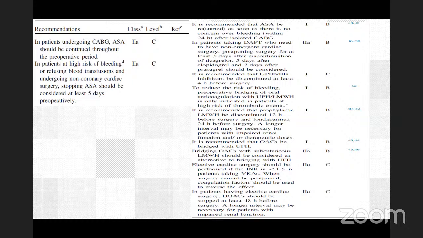In patients having elective cardiac surgery, dual antiplatelet therapy should be stopped at least 48 hours before surgery. A longer interval may be necessary for patients with impaired renal function. This is class 2A, level C.